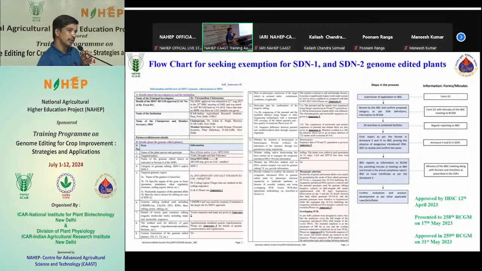Means, for example, if you get a mutation in T0, if it is heterozygous, then from the start onwards till the Cas9-free plant, where you got it, every piece of information with sequence, the chromatogram and alignment of the gene, everything you have to mention. And next, you have to give the phenotypic data, any phenotypic data you have. So like that you have to give all the information.